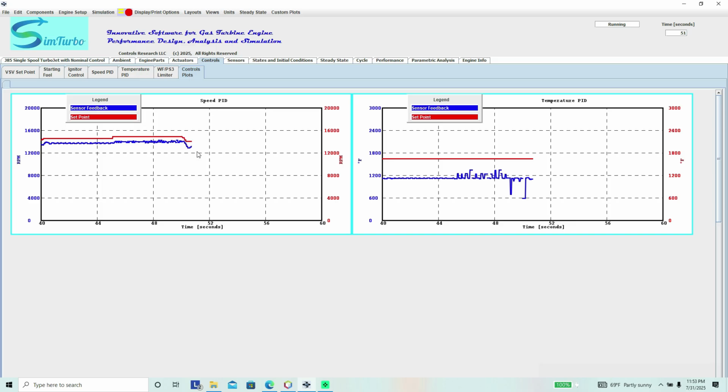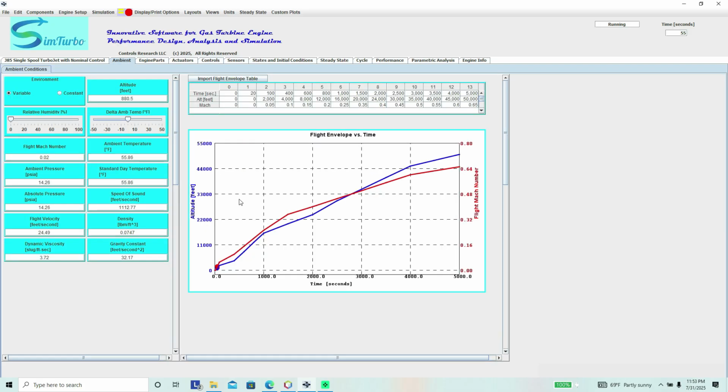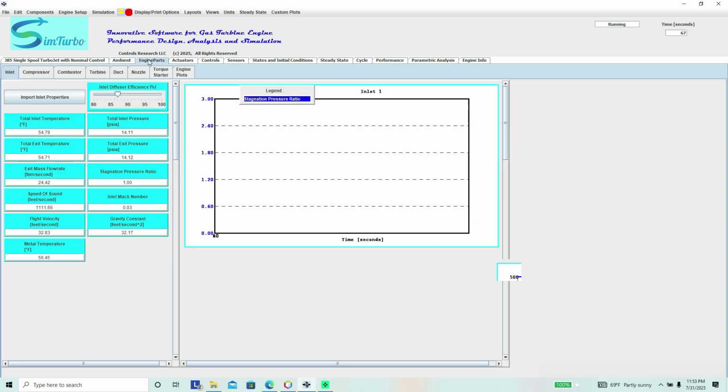Now we'll look at some other graphs. Go to ambient, and you can see the aircraft is going up in both altitude and flight Mach number, and it's following this trajectory. Look at the different engine parts. The inlet, we're looking at the stagnation pressure ratio, and it's holding steady at about 1, which is normal.